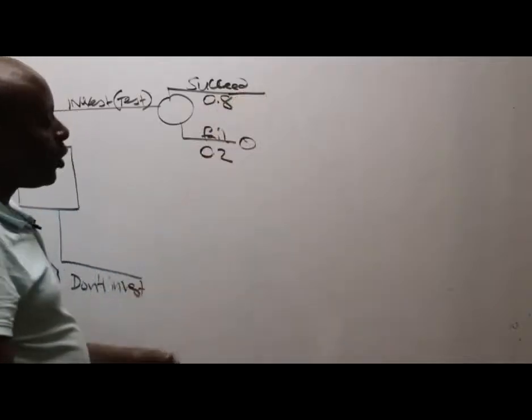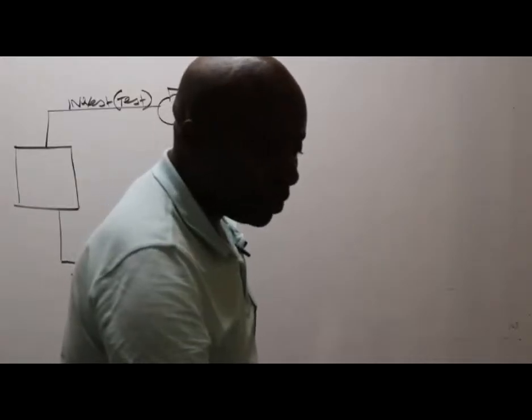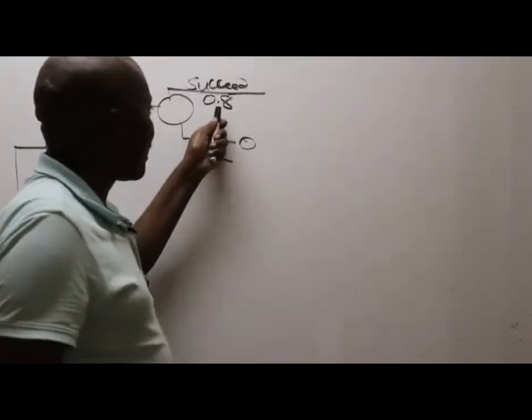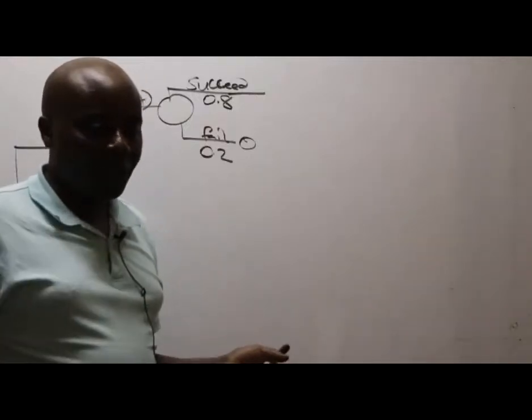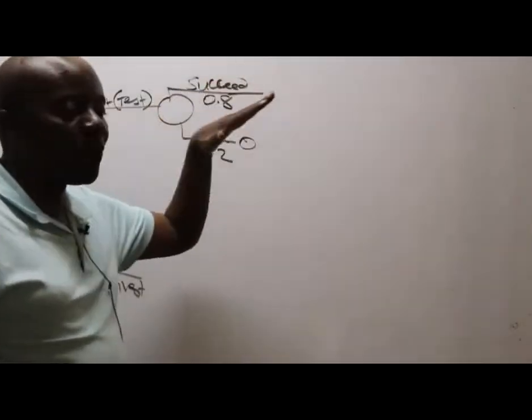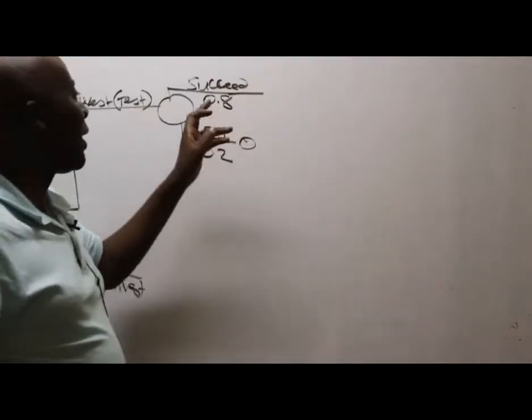Now, if we succeed, what have they told us? Look at this. The next phase, if undertaken now, would consist of making the molds and producing 10 prototype products at a cost of 500,000 at the end of the first year. If the products test well, the company would go into full-scale production. So if we succeed in this, then straight away we shall make the molds. I should not make a decision in a box here, because if I succeed, I've already decided to make the molds. So it's like succeed and make molds.